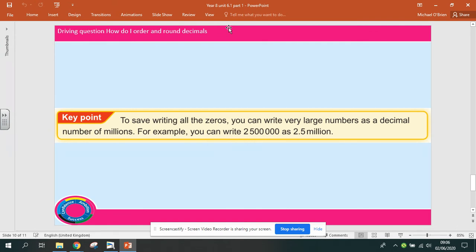Another key point. To save writing all the zeros, you can write very large numbers as a decimal number, in this case of millions. For example, you can write 2,500,000 as 2.5 million. So what we've actually done is we've just said, okay, let's assume in the space between the millions column and the 100,000s column, there is a decimal place. And we just treat the number as that, and we write it in words. It just fills up a little bit less room on the space.